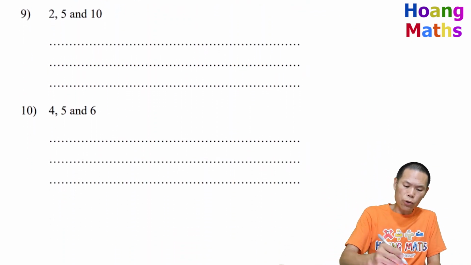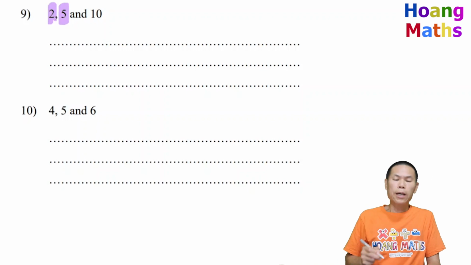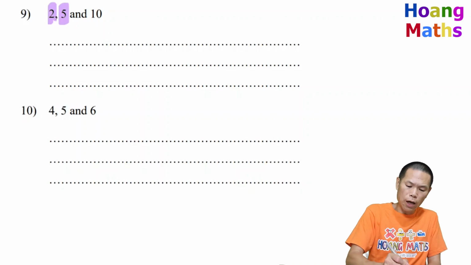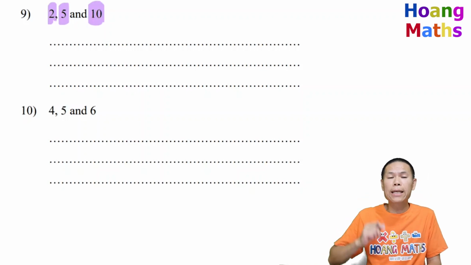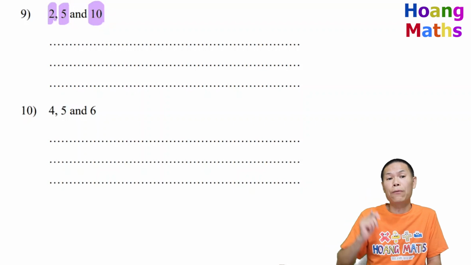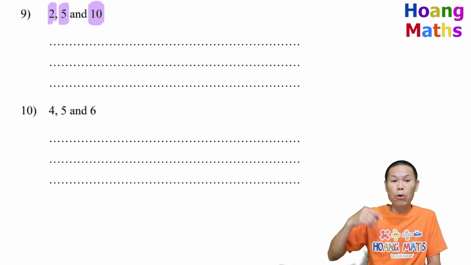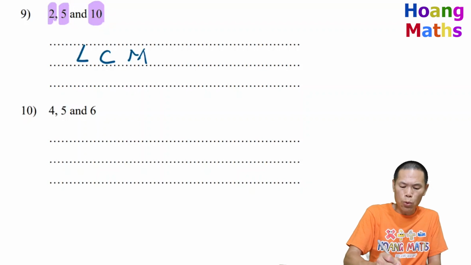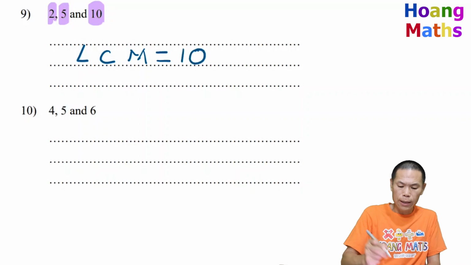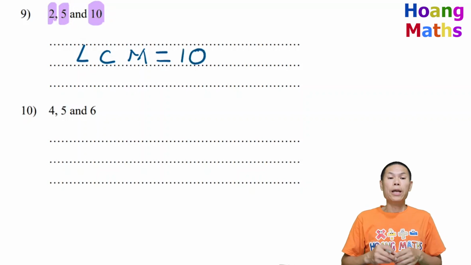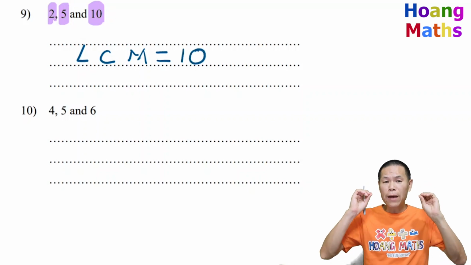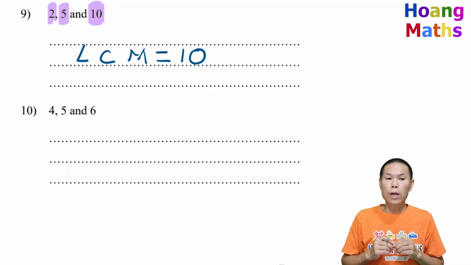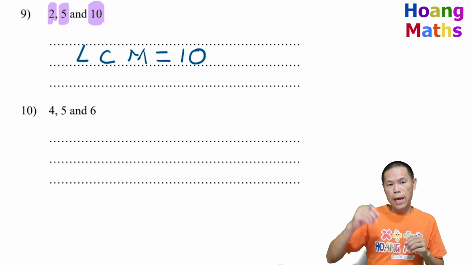Number 9. Again, we know that 2 and 5 are both factors of 10. In other words, 10 is a multiple of 2 and 5, and 10 is also a multiple of 10. So therefore, the lowest common multiple of 2, 5, and 10 is equal to 10. So there you go.